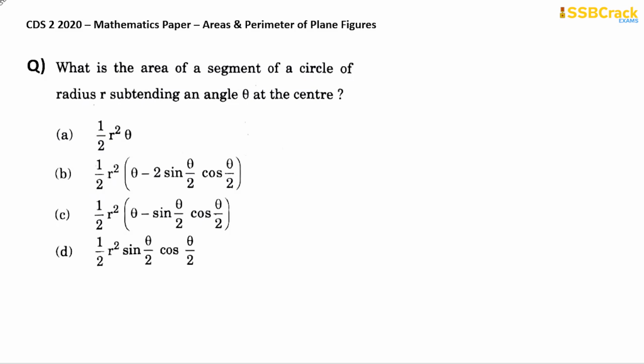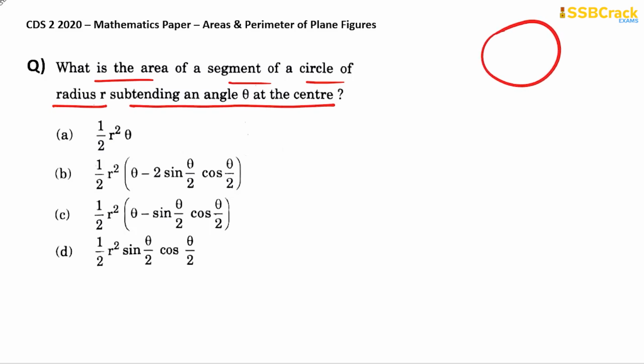In this question, we are asked what is the area of a segment of a circle of radius r subtending an angle theta at the center. In a circle, there is a segment which is formed by subtending an angle theta at the center. This angle is theta in degrees, and we have to find this area of the segment. So you know that this shaded area, the area of the segment, we get by the difference of two areas. What are they? Area of the corresponding sector minus the area of this triangle, right? So you must know the formulas.